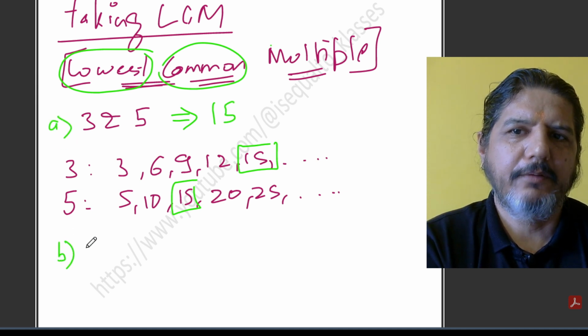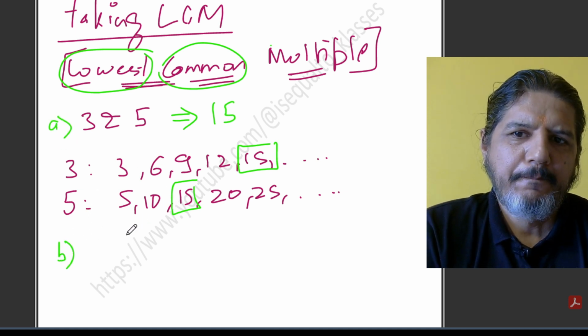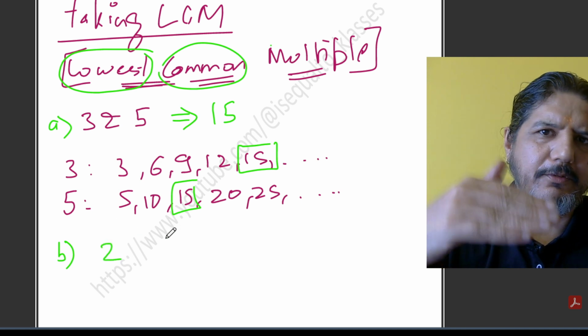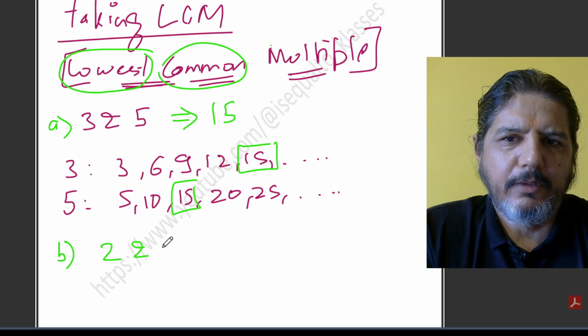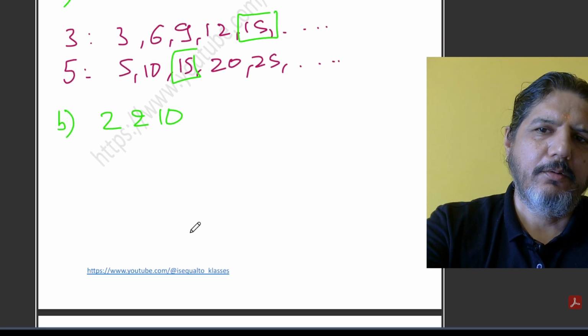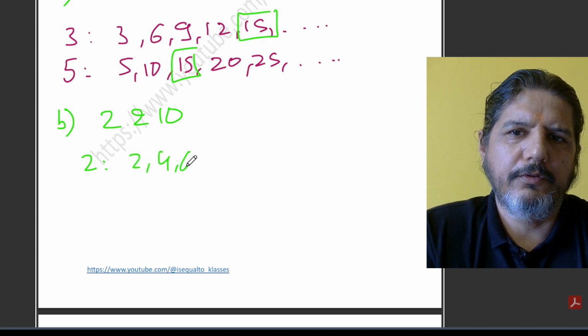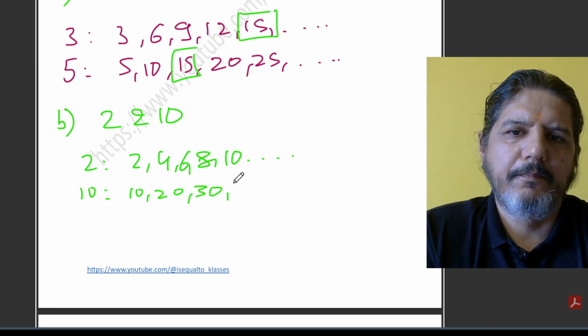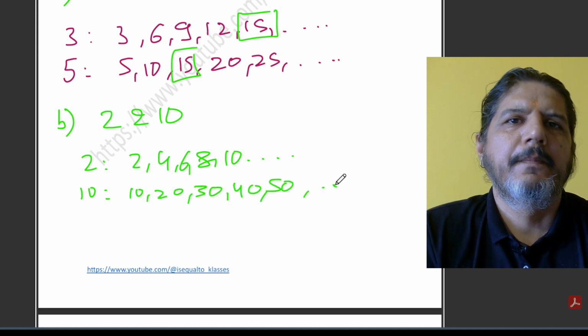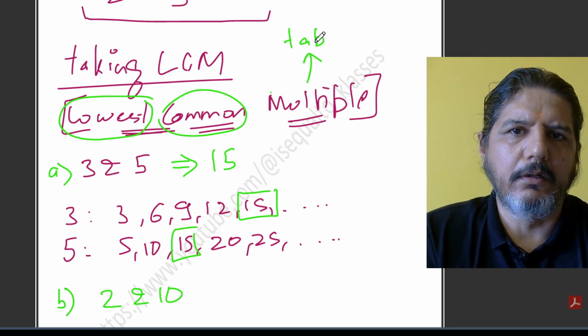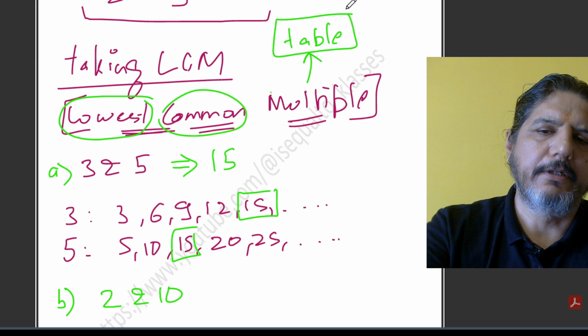Let's take another example. Let me find the LCM of, say, 2 and 10. I'm taking very simple examples so that you understand the concept. Now you can write the multiples of 2. So 2, 4, 6, 8, 10 and so on. Multiples of 10: 10, 20, 30, 40, 50. Basically the tables. Multiples is basically finding the table of a particular number.